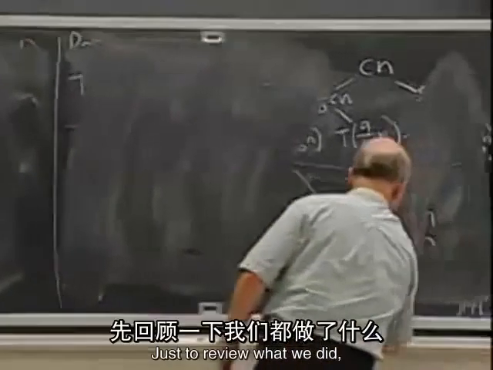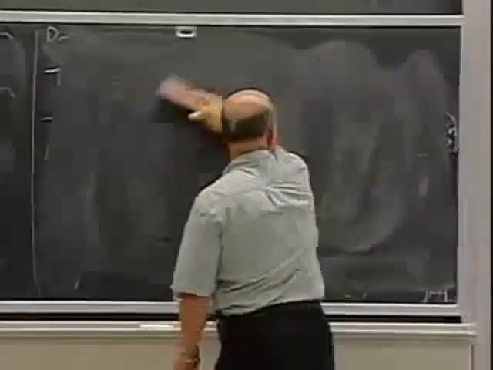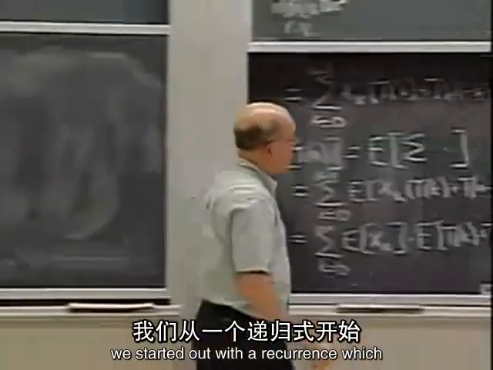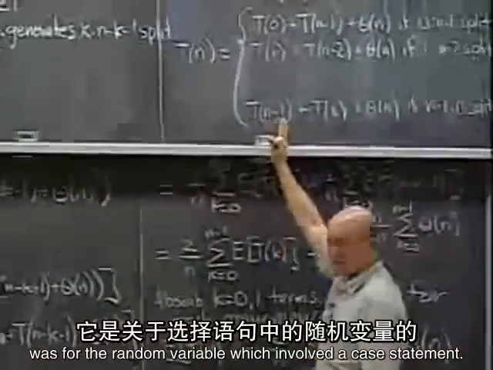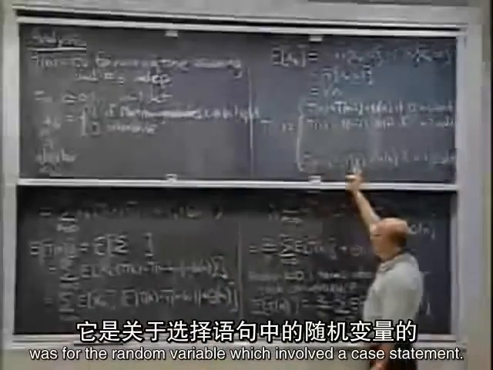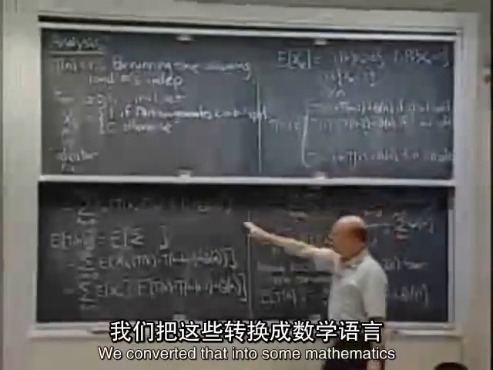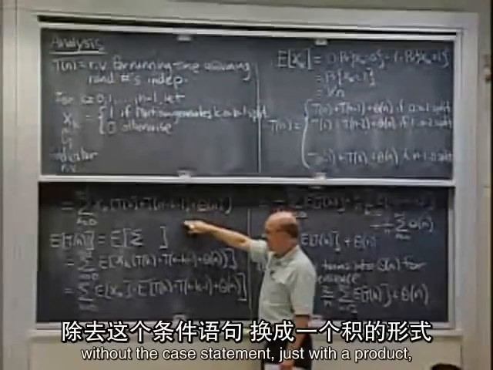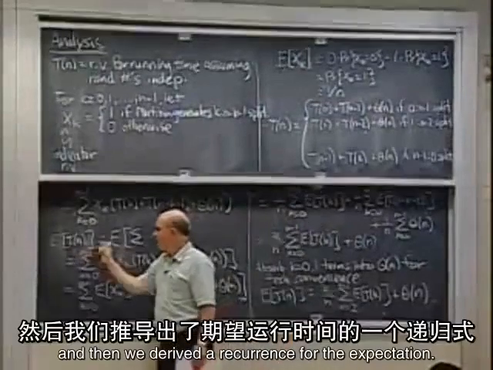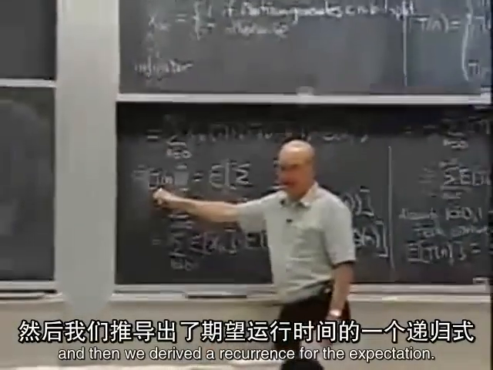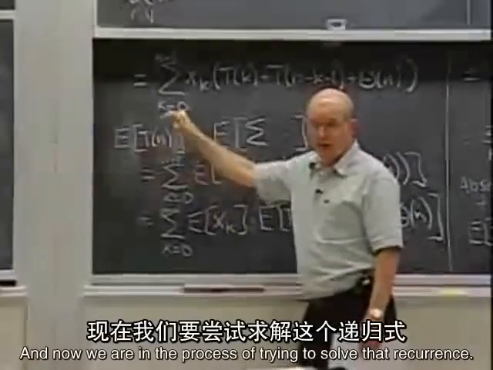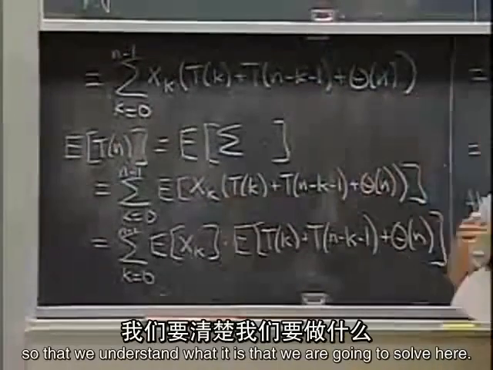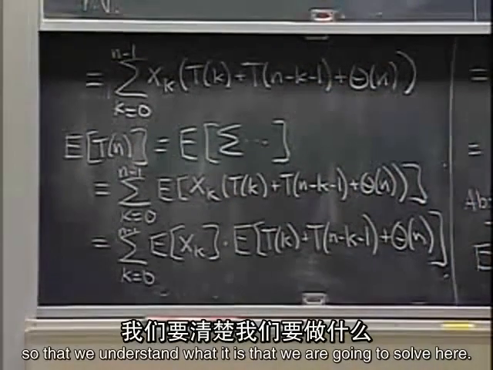Okay, so just to review what we did: we started out with a recurrence for the random variable, which involved a case statement. We converted that into some mathematics without the case statement, just with a product, and then we derived a recurrence for the expectation. And now we're in the process of trying to solve that recurrence. So we've done some simplification of the recurrence so that we understand what it is that we're going to solve here. Okay?